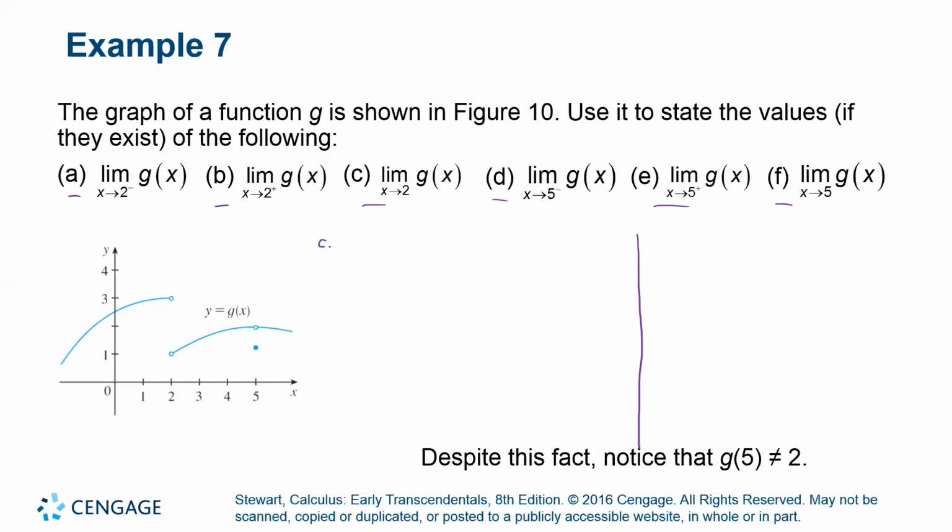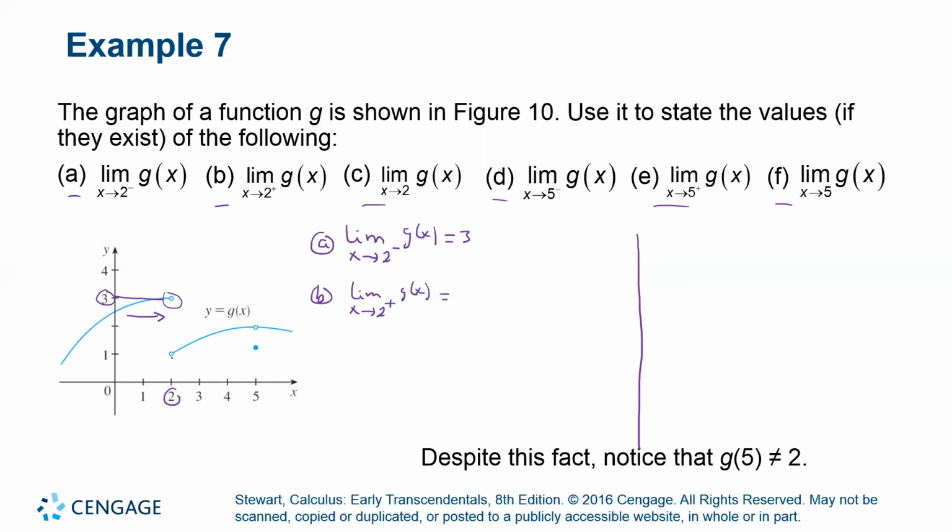For A, we'll consider the limit as x approaches 2 from the left of the function g of x. If I look at the graph, this is where the 2 is. Now if I'm approaching 2 from the left, this is the value, and so the function value is 3. So this is equal to 3.